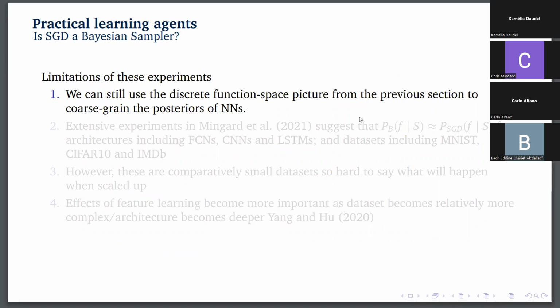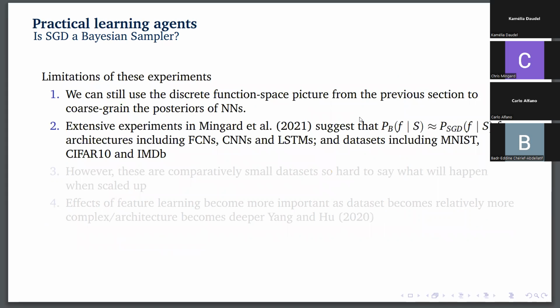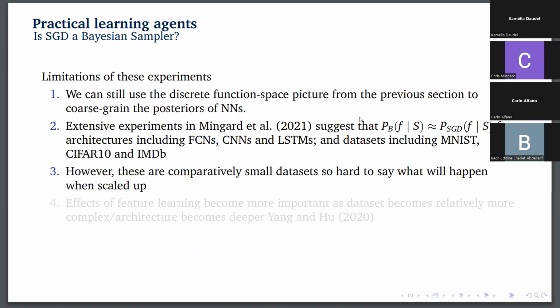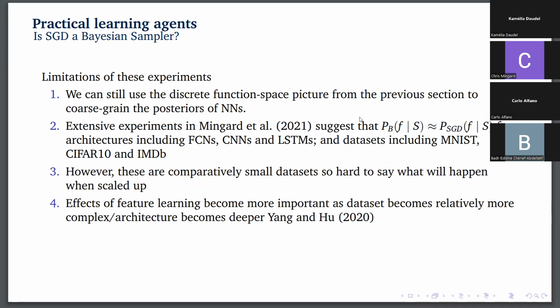So yeah, there are some pretty heavy limitations of these experiments. We can use this discrete function space picture to coarse grain, but there are a lot of other interesting loss related details that this doesn't really capture. There are a lot of experiments, lots of architectures and data sets, but they're all comparatively small scale. We can't do this on ImageNet. And we know that the effects of feature learning become much more important when you have large scale data sets and very deep architectures. And the question is, how much does this actually affect these very coarse grained, very general arguments?